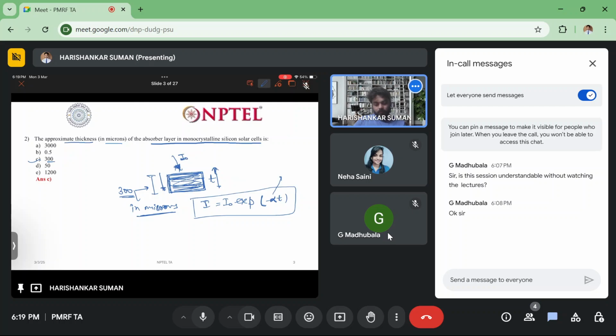Okay, we will discuss the question in an upcoming slide later. But please remember this thickness: the approximate thickness of the thin film or monocrystalline silicon solar cell will be 300 nanometer. Oh, sorry, in micrometer.